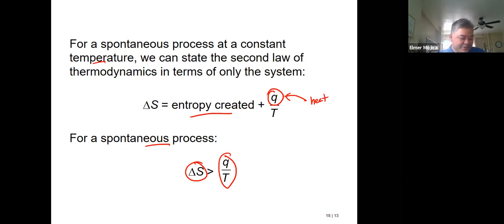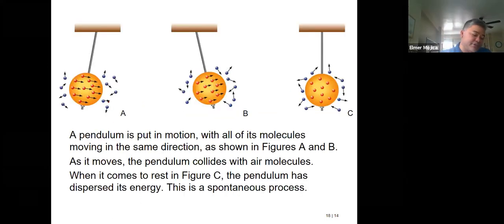So that's what we call the second law of thermodynamics. The way we could put it here, let's say the pendulum is put in motion, so all of the molecules are moving in the same direction as shown here. If it's moving there, the molecules will also move. As it moves, the pendulum collides with other air molecules. When it comes to rest, in figure C, the pendulum has dispersed its energy. So this is a spontaneous process.